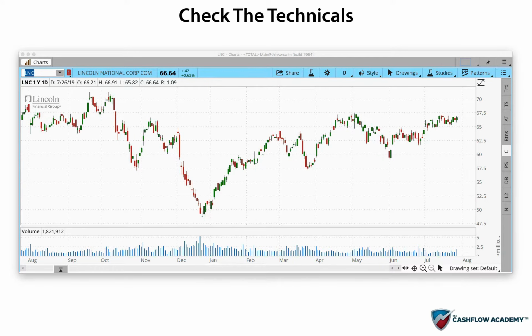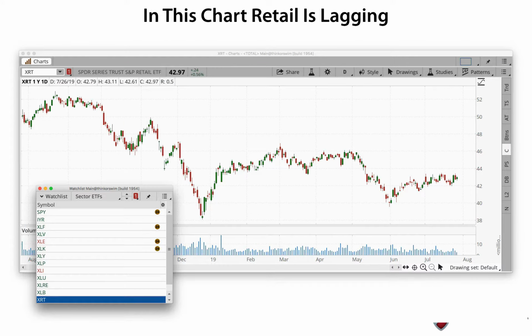Here we're looking at another one called retail. And Amazon is a retailer, so they've done pretty well, but they've kind of killed the rest of that sector, it seems.